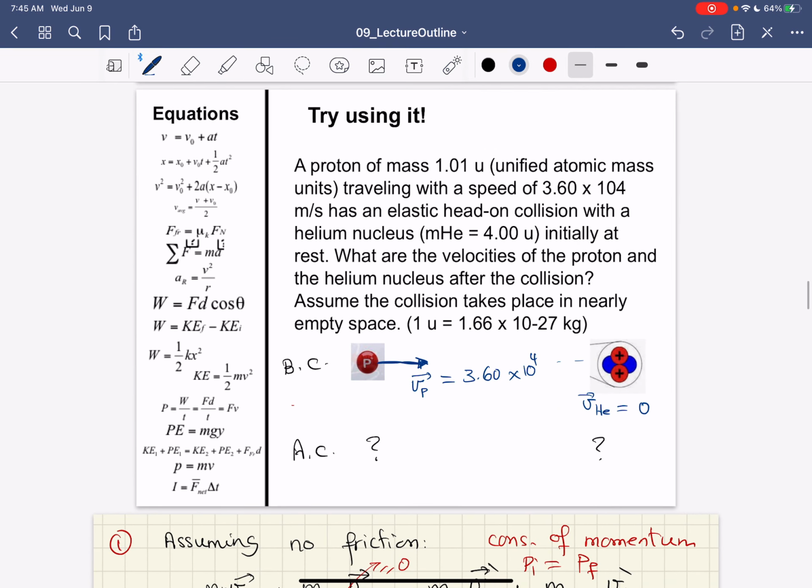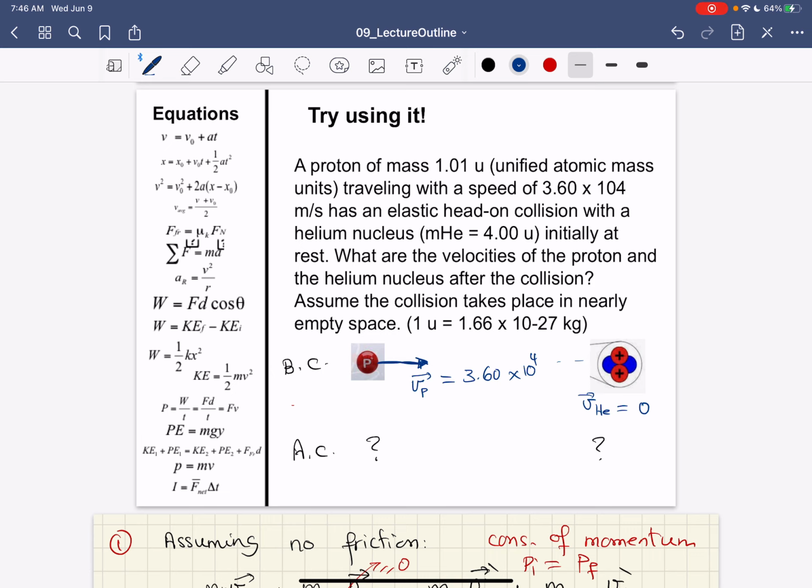I have a problem where I have a proton with a mass of 1.01 atomic mass units, traveling with a speed of 3.6 times 10^4 meters per second, which has an elastic head-on collision with a helium nucleus that is initially at rest. What are the velocities of the proton and the helium nucleus after the collision? Assume the collision takes place in nearly empty space.